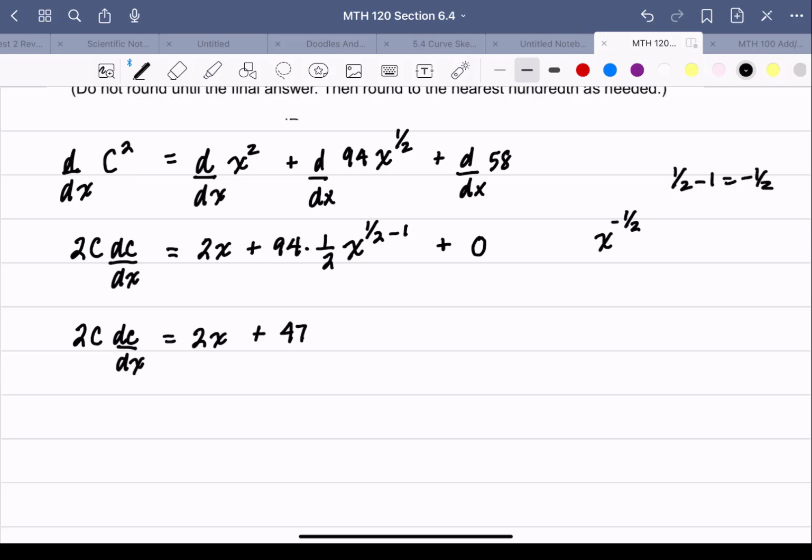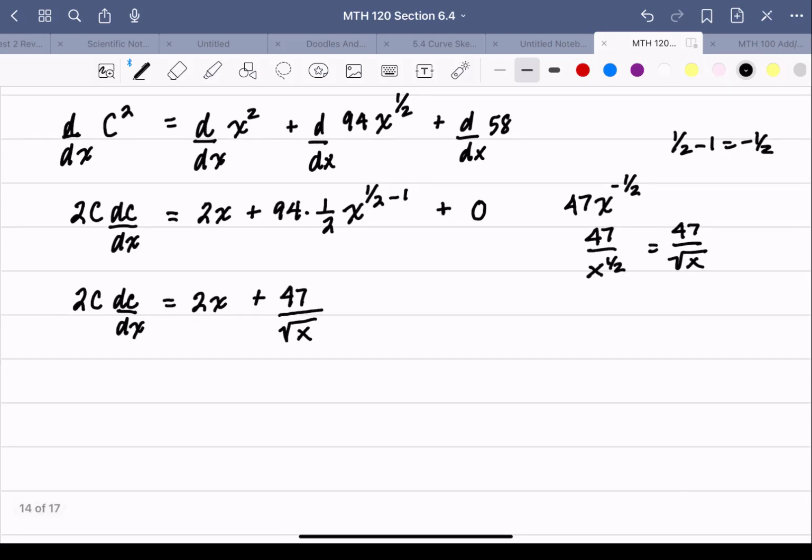So this is going to be over the square root of X, right? Because this would be 47 X to the negative 1/2. So that's 47 over X to the 1/2. And the 1/2 power means square root. And we're going to have to evaluate it, so it's best to just go ahead and put in the square root notation again. And then plus 0.